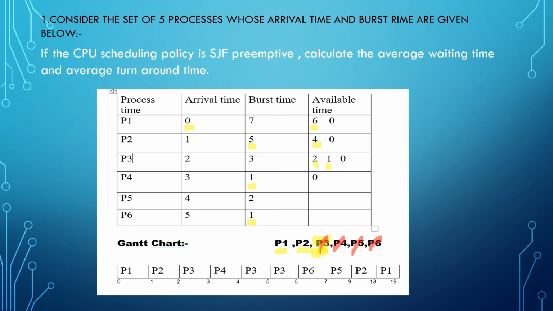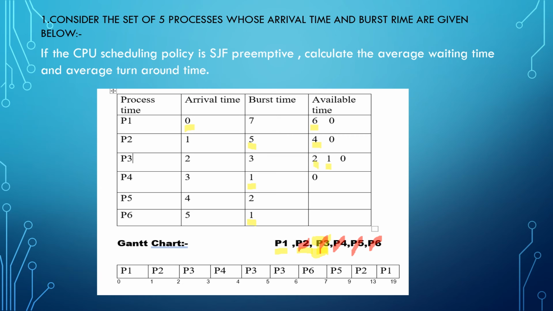Now when we compare P2 and P1, the lowest burst time is of P2, that is 4. So next we'll move towards P2. So 9 plus 4 is 13. We'll add it, and in our ready queue the process P2 is also completed.